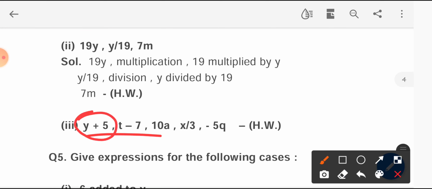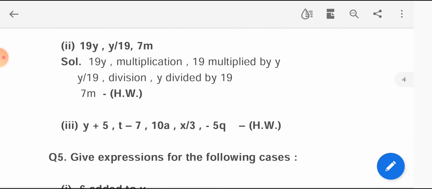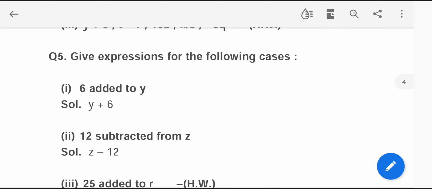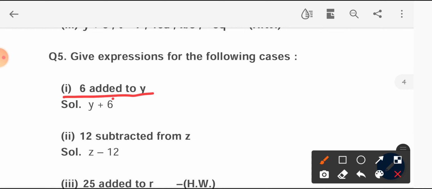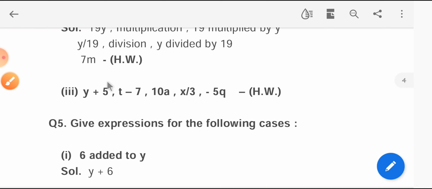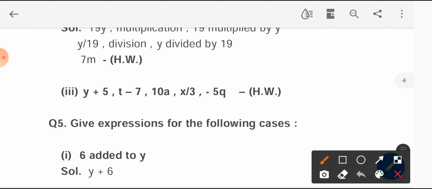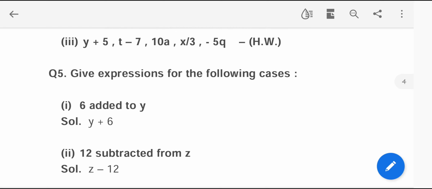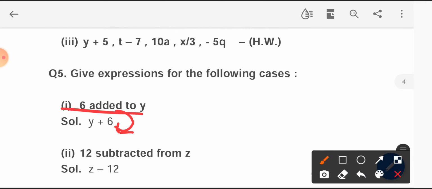First of all you have to identify the operation, कौन से operations use हुए हैं, उसके बाद हमने इसको statement में change किया है. Then the next question, question number 5. Here a statement is given. Now you have to form an expression. In question number 4, क्या दिया था? Expression is given and you have to change it into a statement.